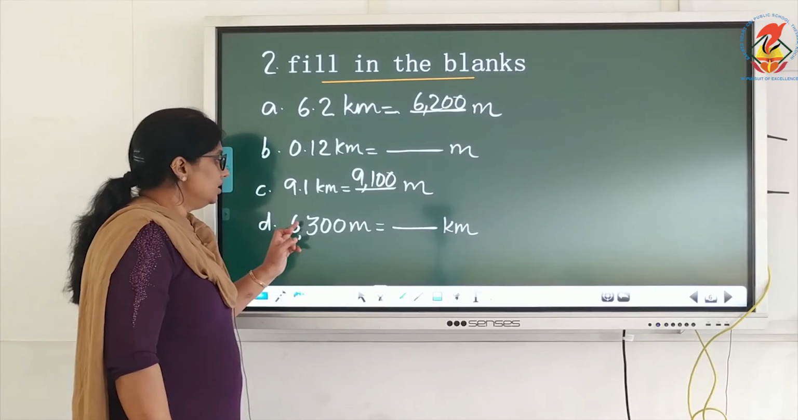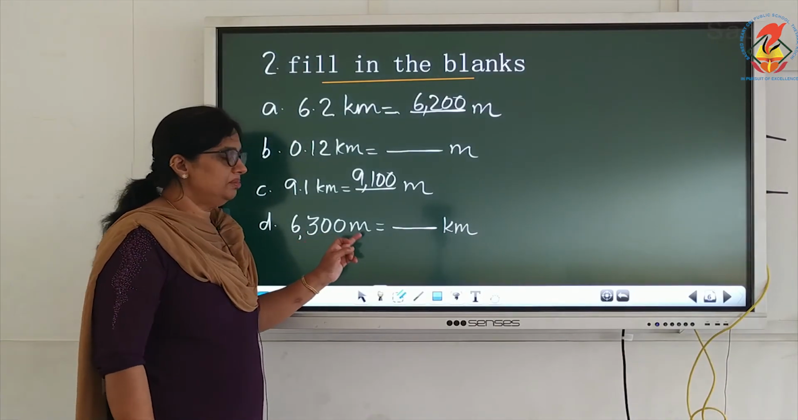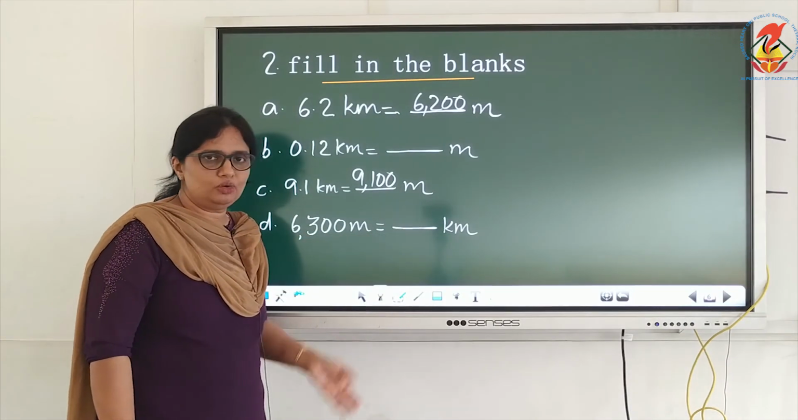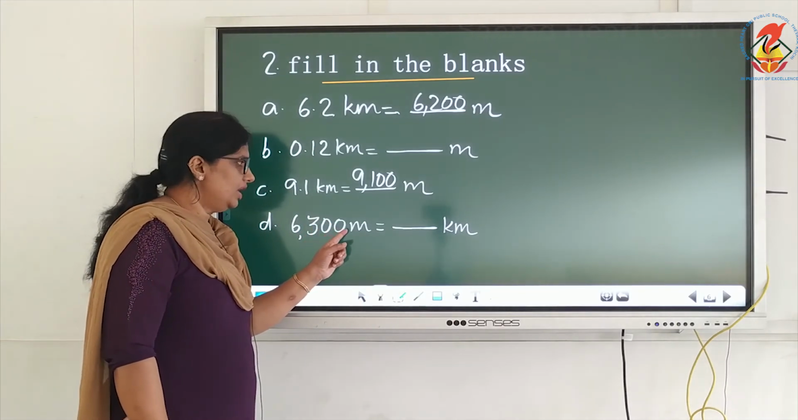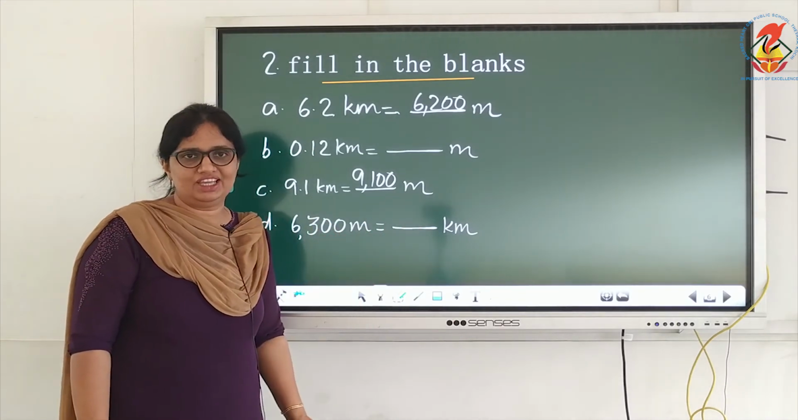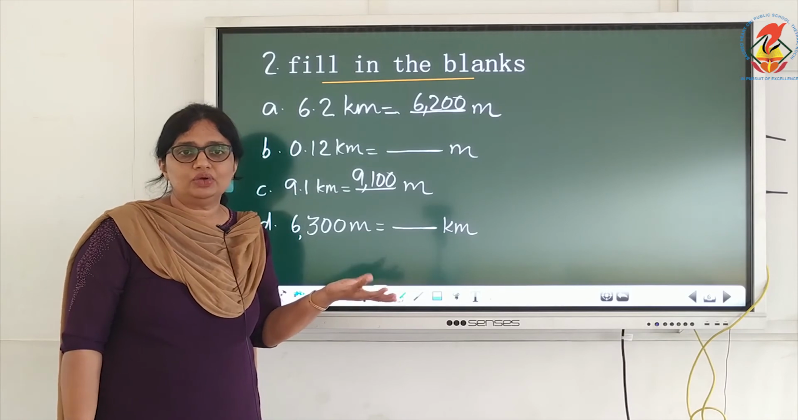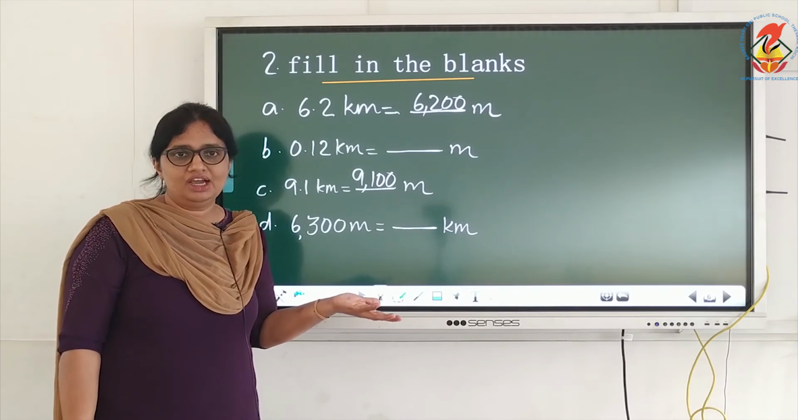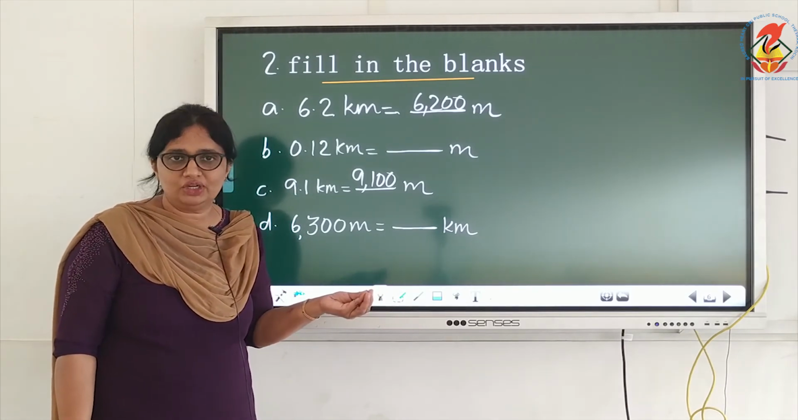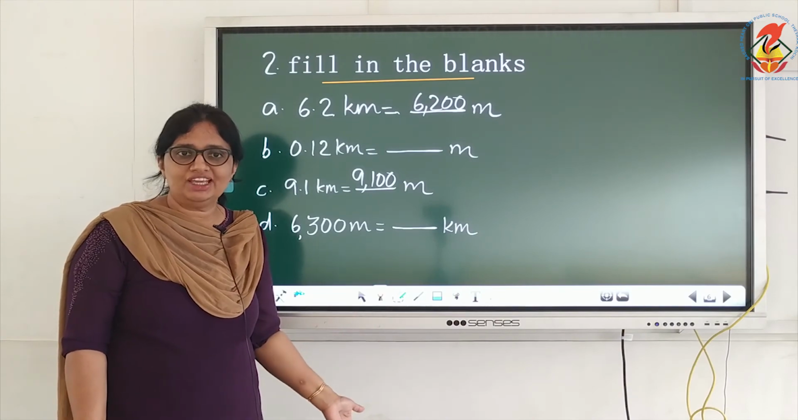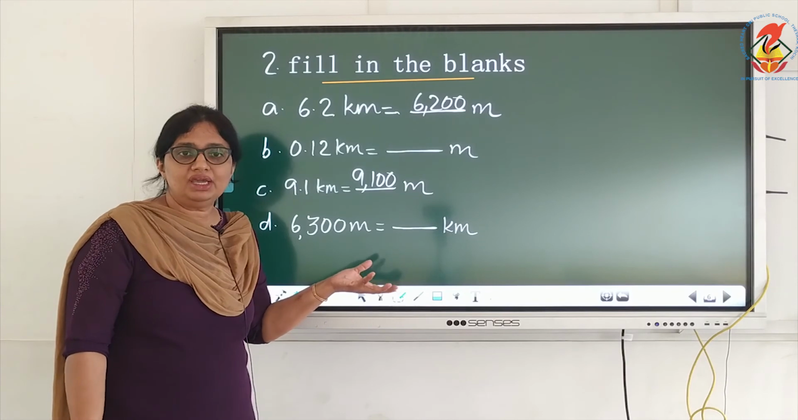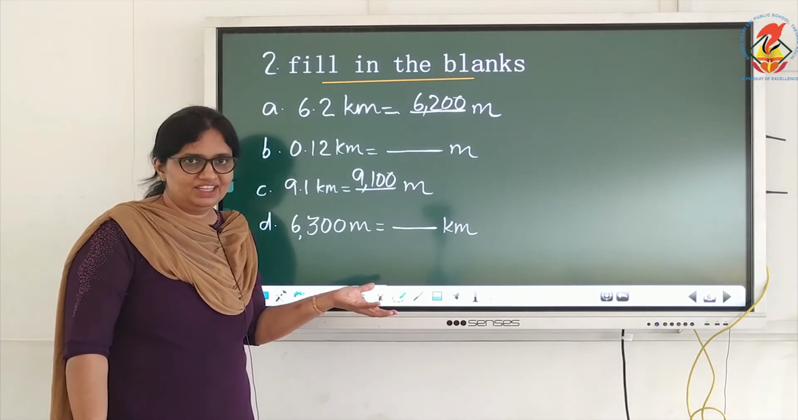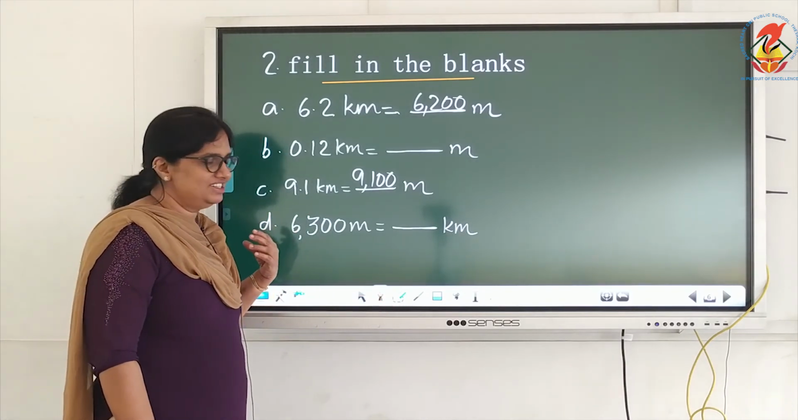And next one, 6300 meter equals how much kilometer only? Okay. Here see, smaller unit to bigger unit only. Smaller unit to bigger unit, what will happen there? I told you, right? We need to use what only here? Division only here. Okay. And divided by what? Divided by 1000. The opposite of the multiplication, right?